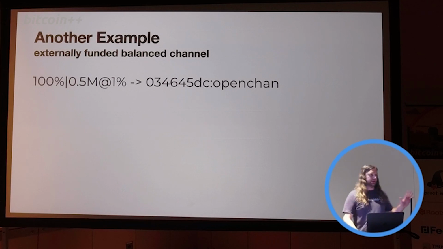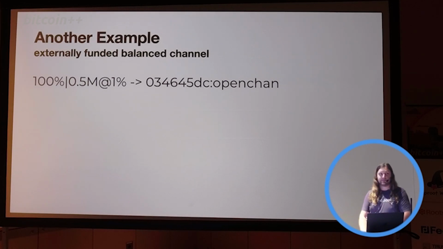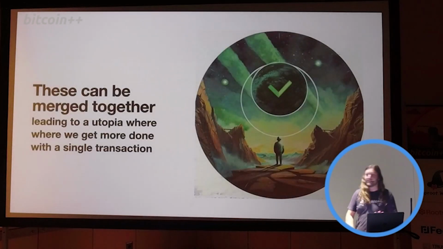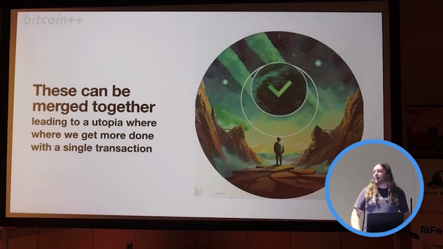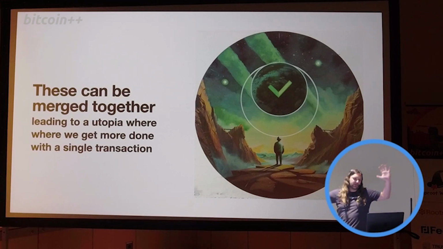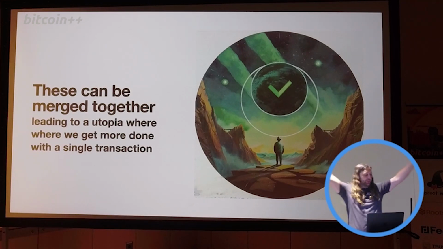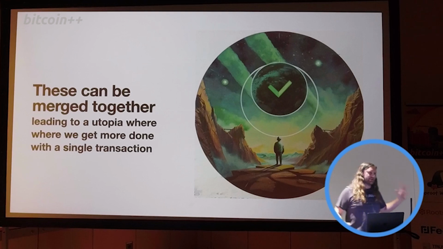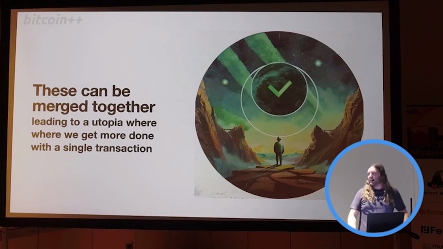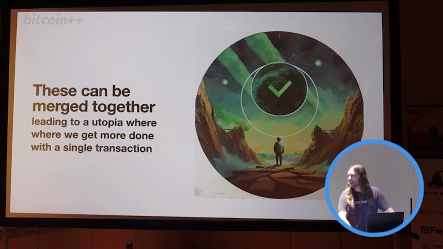All right. Any questions about any of that? Okay. Final chance. All right. So all of this means that we can merge all of this stuff together, leading to a utopia where we get everything done with fewer transactions. You know, one day we'll have like 2 transactions per block or something. That won't be that many, but.